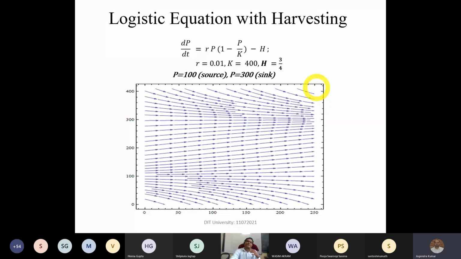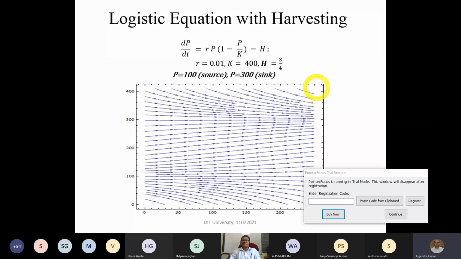Similarly, imagine you are in a pond and you want to harvest some particular fish, right? So you just model it by your logistic model. So I have P as a particular fish, let's say trout, and then I have a growth of this, and then I harvest with H. So I harvest with the constant rate 3/4.